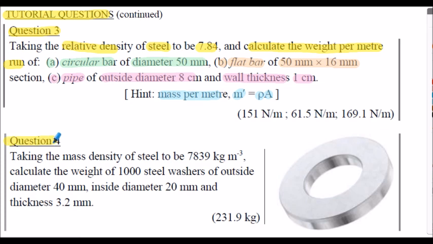Question 4. Assuming the mass density of steel to be 7,839 kilograms per meter cubed, we've got to calculate the weight of 1,000 steel washers of outside diameter 40 millimeters, inside diameter 20 millimeters, and thickness of 3.2 millimeters. As always, the answer is stated in the brackets. I'd encourage you to stop the presentation and attempt these questions. The full solutions are shown on the following slides.